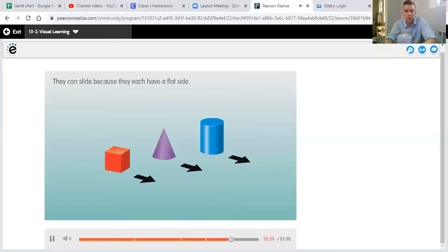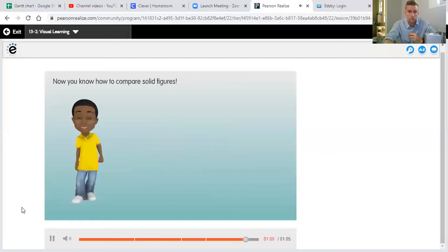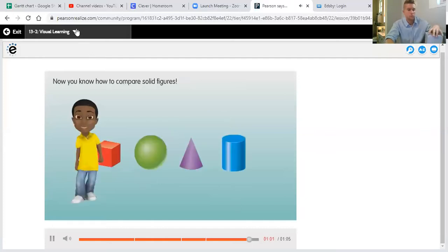Okay, now we know they can slide because they each have a flat side, right? This cube here has a flat side. Actually, every one of them is flat. So if I turn it this way, I can slide. If I turn it this way, it'll slide, all right? Cubes can slide on any side that they're on. Now the cylinder, two flat sides, and this cone, just one, so it has to slide on that one flat side. But all of them can slide because of their flat side. They can slide because they each have a flat side. Now you know how to compare solid figures.